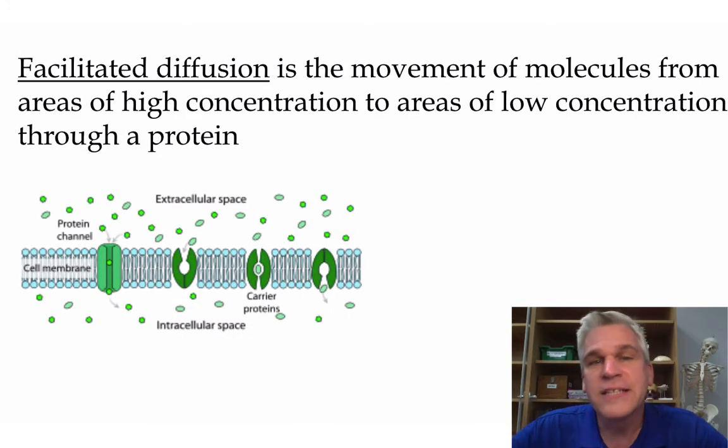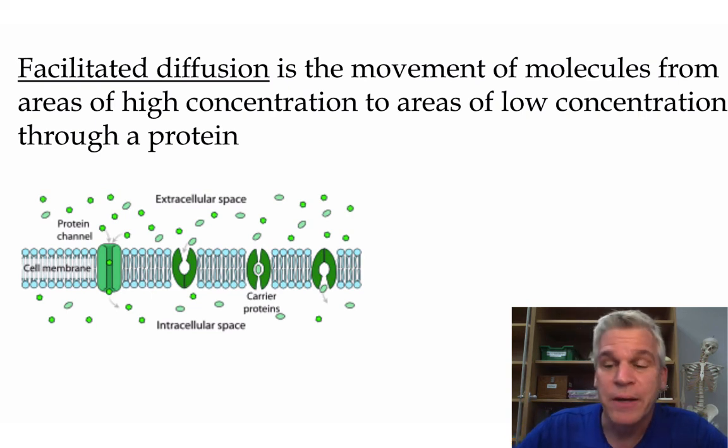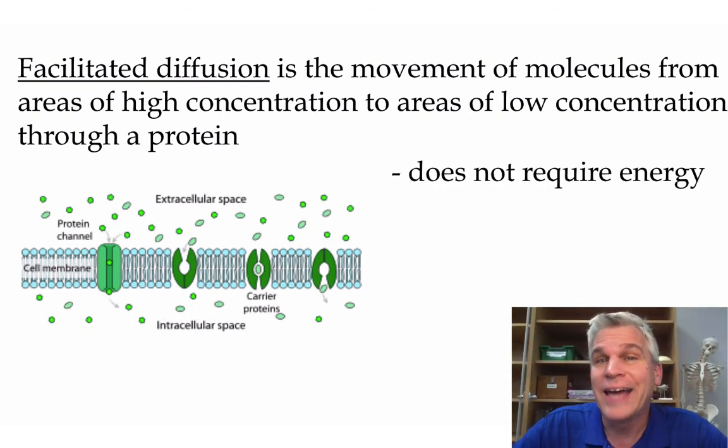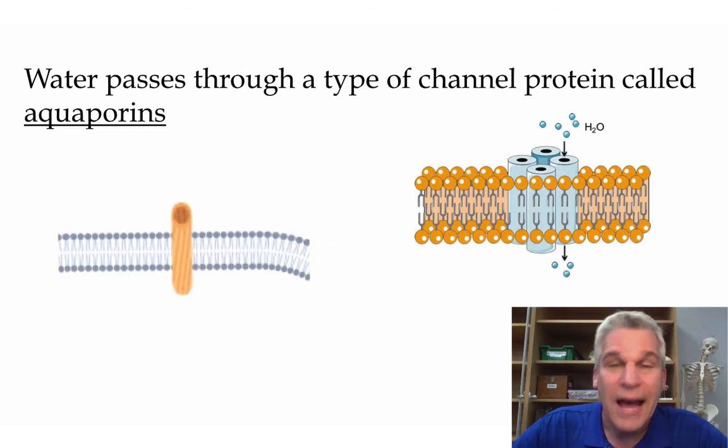Now remember that facilitated diffusion is the movement of molecules from areas of high concentration to areas of low concentration, but it needs to go through a protein. So these are big molecules, too big to go through the cell membrane, and depending on the molecule, it goes through a specific type of protein. Because molecules are moving from areas of high concentration to low, this is not going to require any energy. Osmosis, the movement of water, is one type of facilitated diffusion.